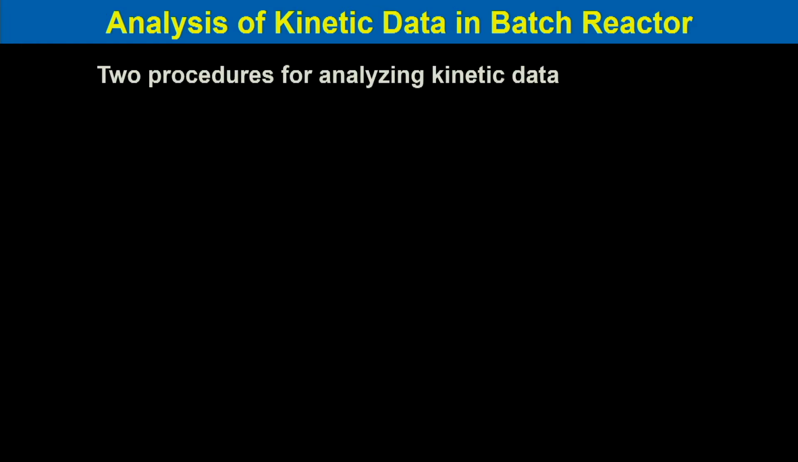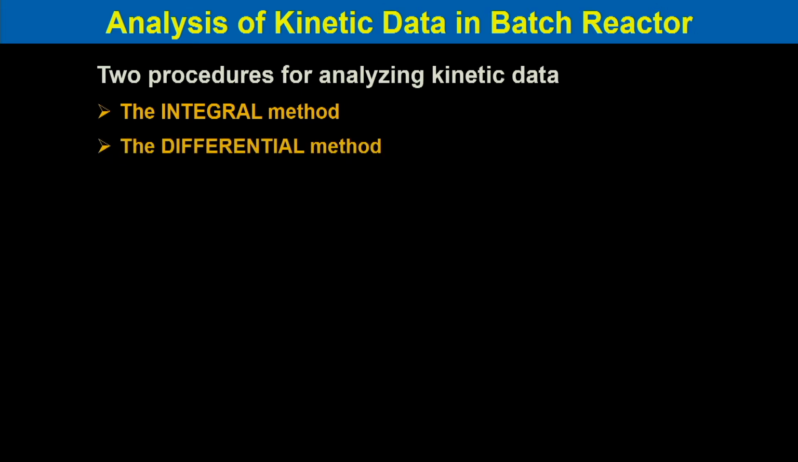To do the batch reactor kinetic data analysis, there are two procedures we generally use. One is called the integral method, and the other method is the differential method. These two procedures we generally use to analyze the batch reactor kinetic data.